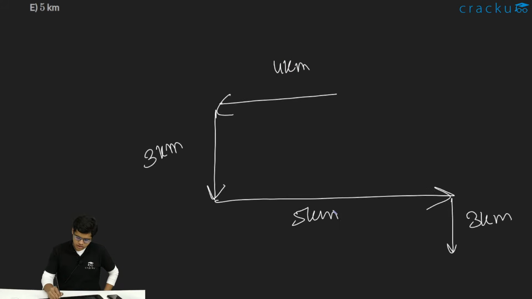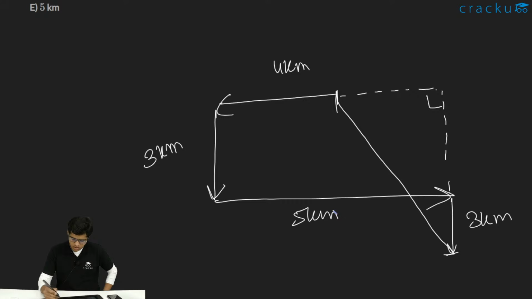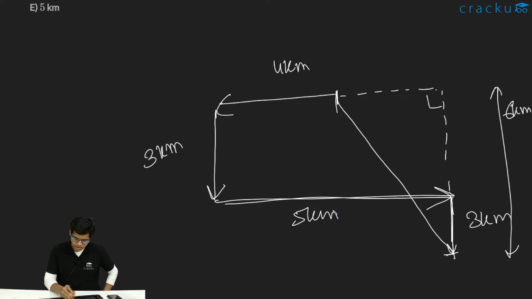So current position is this. Home is this. So basically this is a distance and we can make our right angle triangle. Right? The basic idea is to make a right angle triangle. Now guys, this is 3, this is 3, so the total is 6 kilometers, right? This is 5 and this is 4, so this is 1 kilometer.